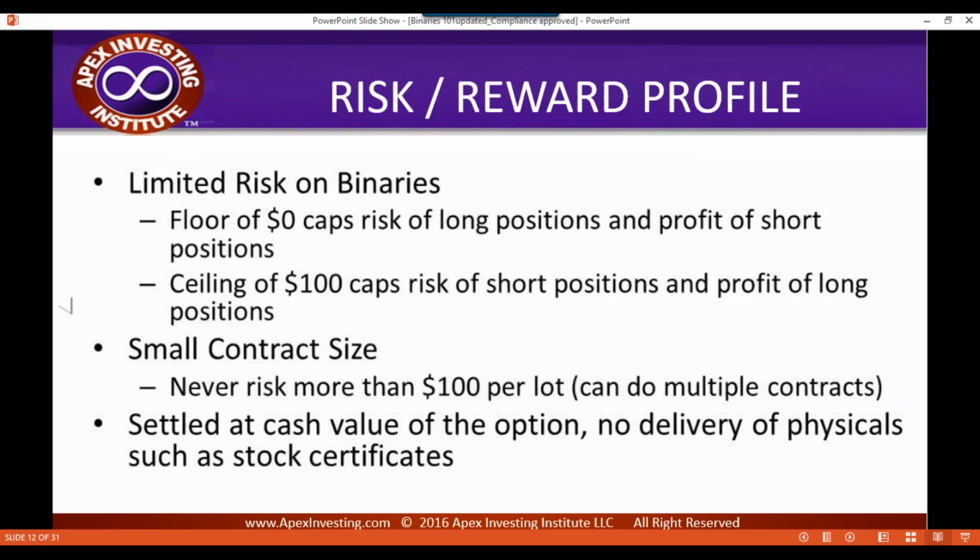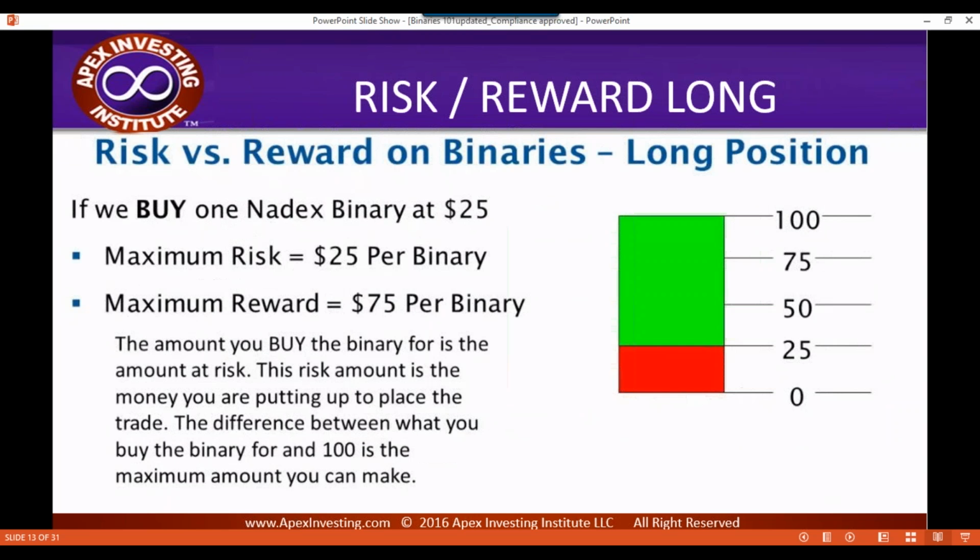In the small contract size, you never risk more than $100 per contract, or you could do multiple contracts, and it settles at cash value of the option. All right, there's no physical delivery of stock certificates. There's no physical delivery of commodities. You're not going to get ounces of gold. You're not going to get a barrel of oil. It's all settled at cash value of the option. So let's make this easy and kind of show you an example here.